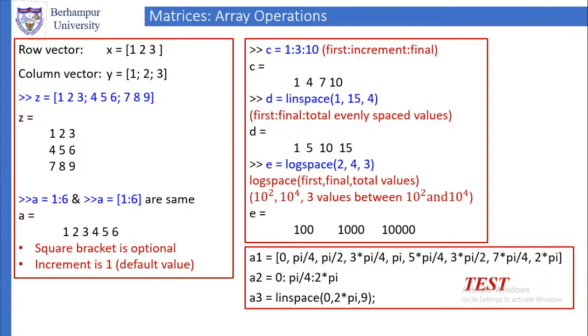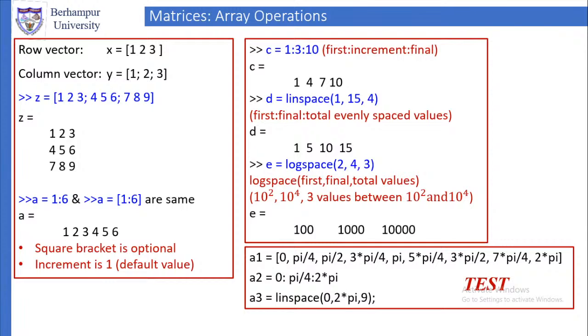So here the first element is 1, then increment is the second element 3, and the final value is 10, which is the last element. So within bracket, I have shown first colon increment colon final, which means first is the first element, final is the last element, and increment gives you the increment value.